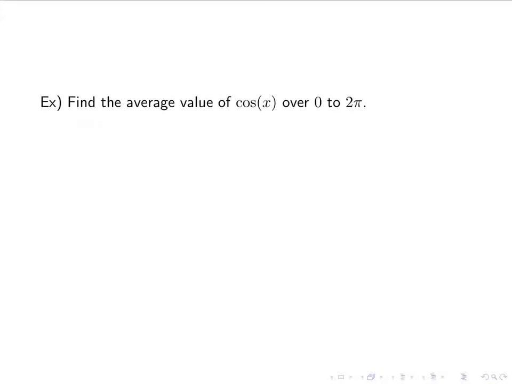Find the average value of cosine of x over 0 to 2 pi. So there are no units involved with this. But the average is going to be 1 over 2 pi minus 0, so 1 over b minus a, and the integral from 0 to 2 pi of cosine x dx. The integral of cosine x is sine x, so we get 1 over 2 pi times sine x evaluated from 0 to 2 pi. And again, I would suggest you do this out first and then come back to the video to make sure you're getting the same answer.